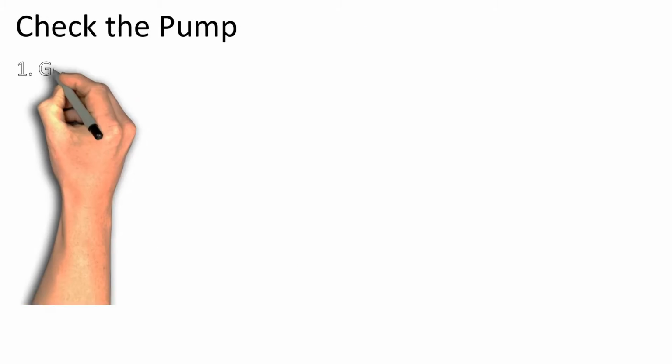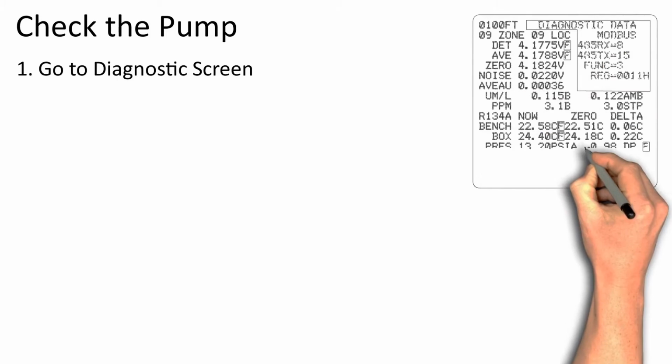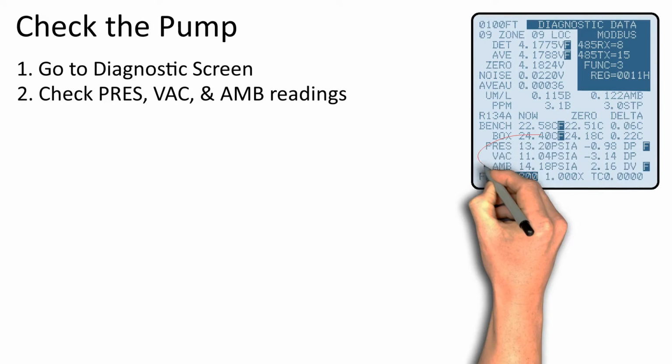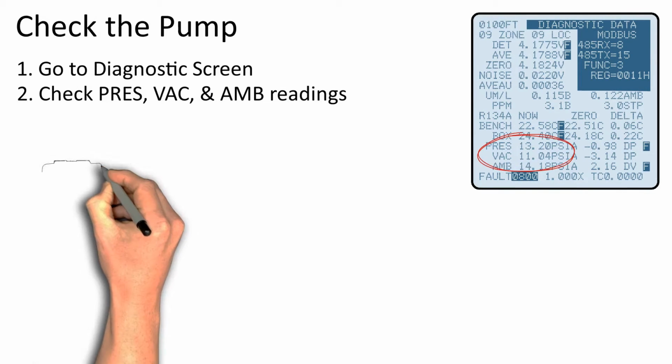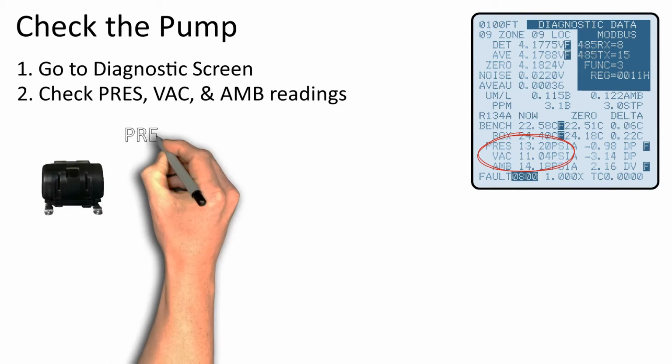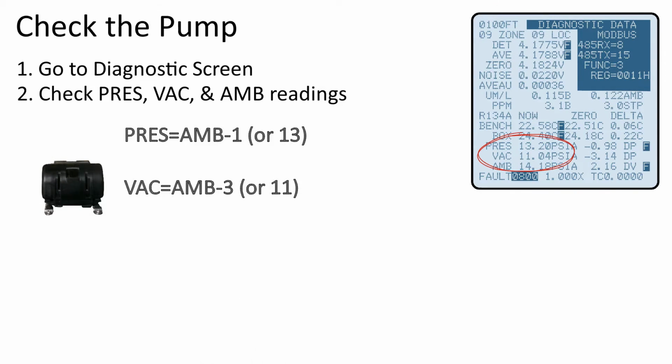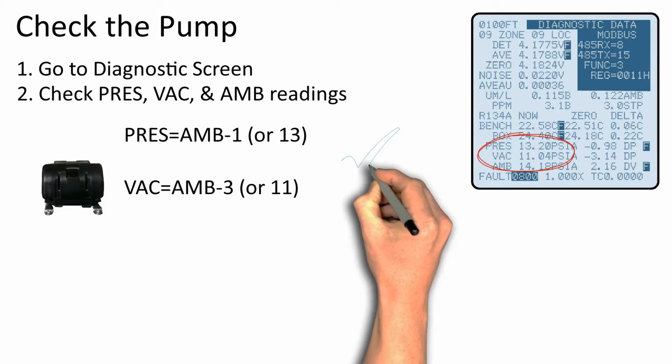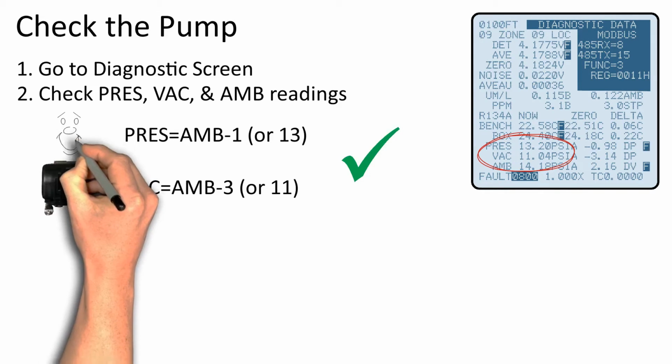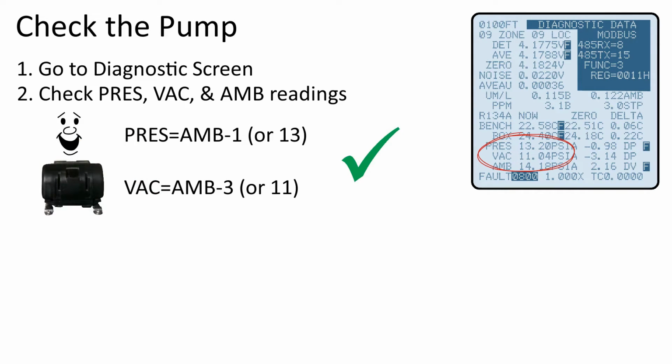From the diagnostic screen, check pressure, ambient, and vacuum readings. Properly operating pumps will show a pressure reading of approximately 1 psi below ambient, or about 13, and a vacuum reading approximately 3 psi below ambient, or about 11. If your system exhibits similar values, your pump is working properly and is not the cause of your no-flow fault. So you need to troubleshoot further for clogs, restrictions, electrical problems, or mechanical problems.